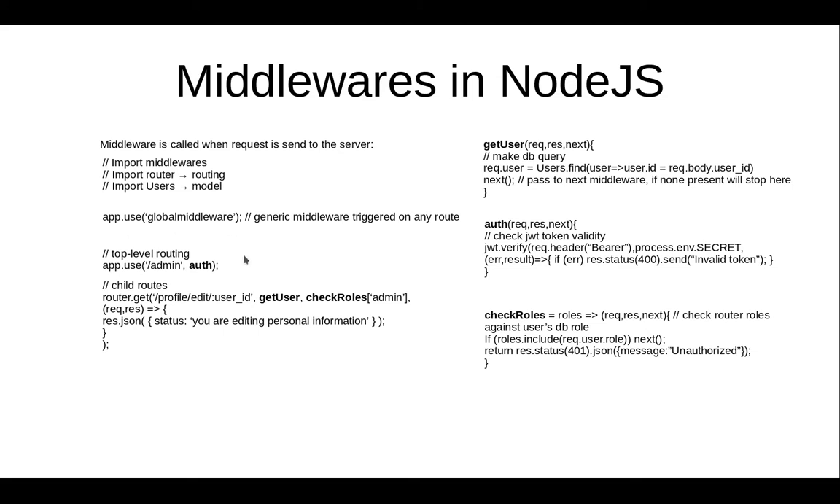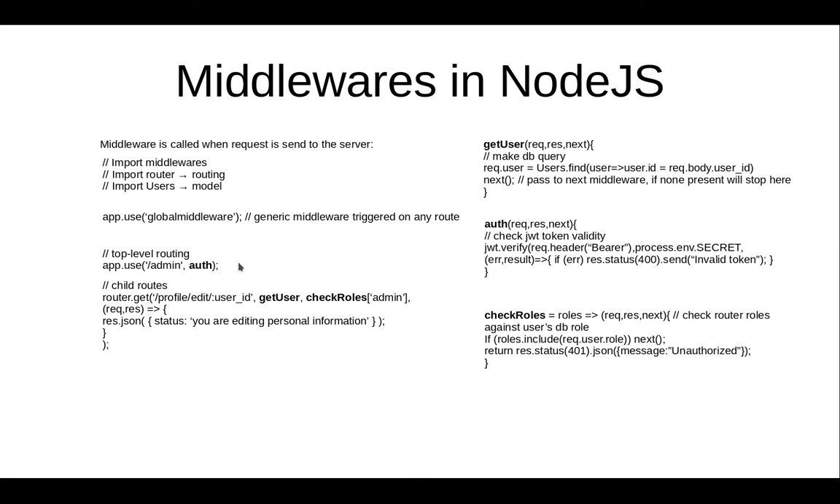When we want to be more granular, we are using middleware for specific top level URLs, such as here. For example, for the admin, we'll be using the authentication middleware. In the same way, we can redirect to a specific router, and this way our admin will become a top level routing URL, and then we'll have child routes. So it will become admin, profile, edit, and a certain user ID here.